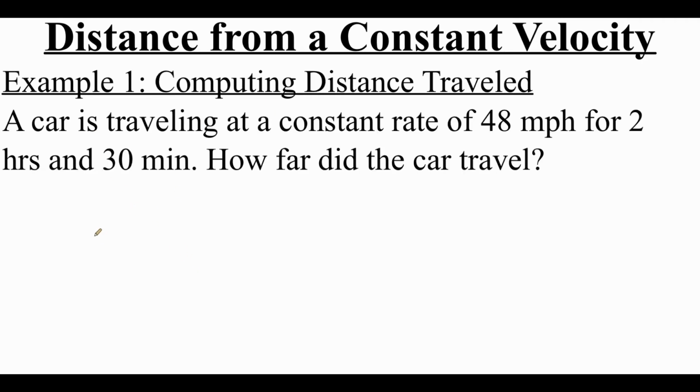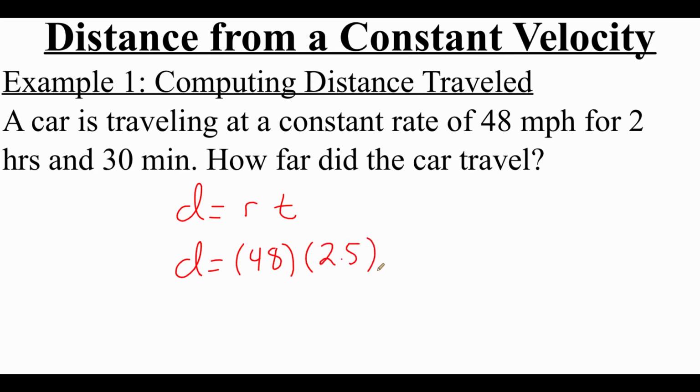So for example, if we were dealing with a car and we knew that it was traveling at a constant rate of 48 miles per hour for 2 hours and 30 minutes, we can figure out how far that car traveled. So if we take distance equals the rate times the time, then we're going to have distance equals the rate, which is that 48 miles per hour, times the time, and I'm going to call it 2.5 hours. So if we multiply that 48 by that 2.5, then we're going to get 120 miles as our distance traveled.